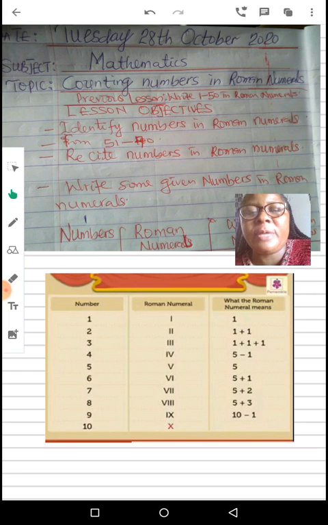The subject we want to have today is mathematics, and we want to continue with our topic, writing and counting of our numbers in Roman numerals. Now, we counted from number 1 to 50 in Roman numerals, and you did your homework on that. So today we want to continue.